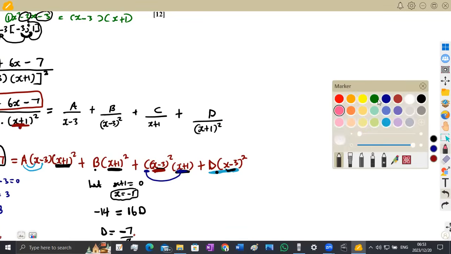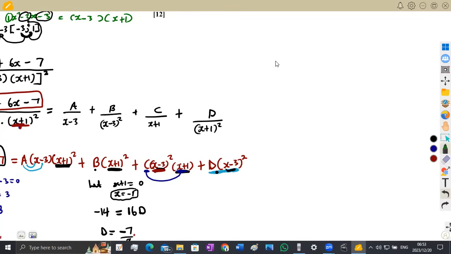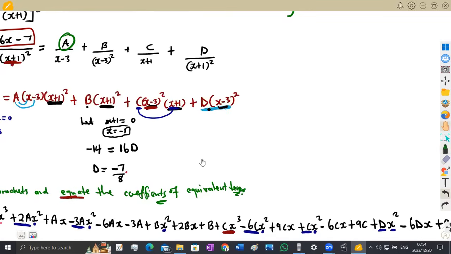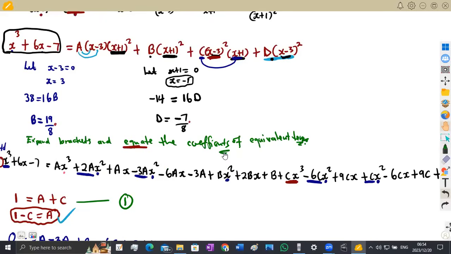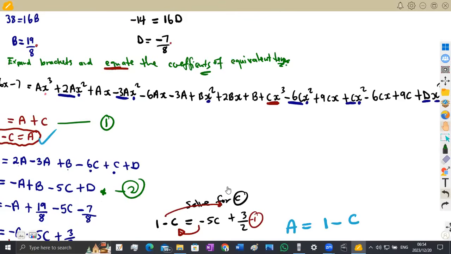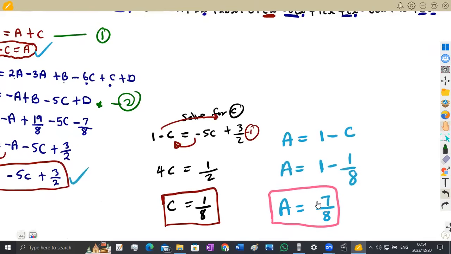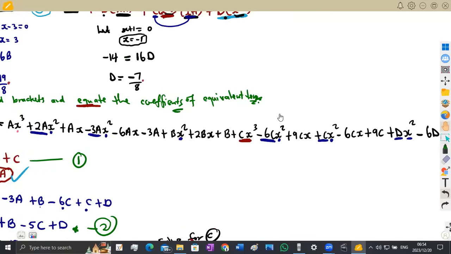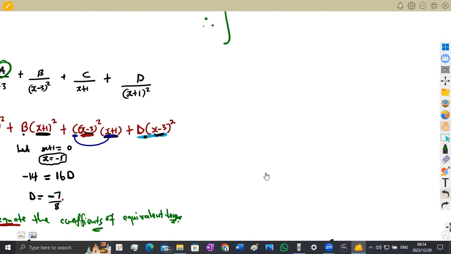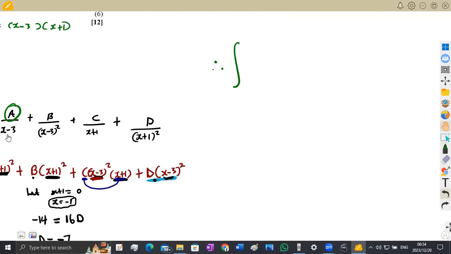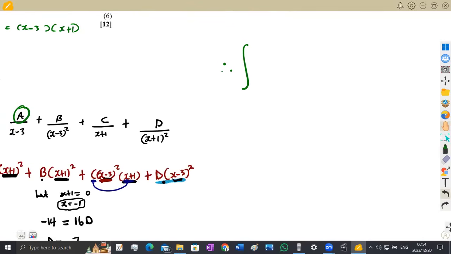So I'm just going to write it aside here. Therefore, we're going to have the integral of the first part, which is A over x minus 3. Our A there, we got, was 7 over 8. So it's going to be 7 over 8 in place of A. Take note, A over x minus 3.